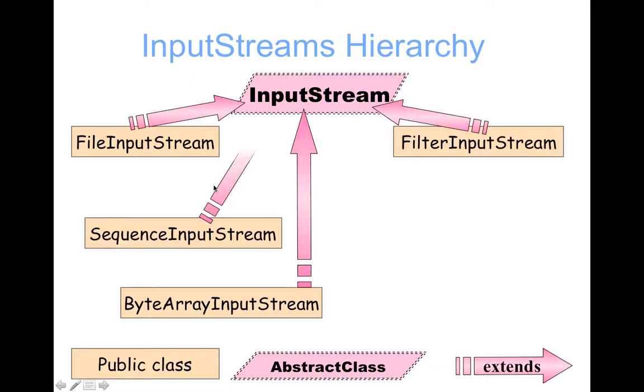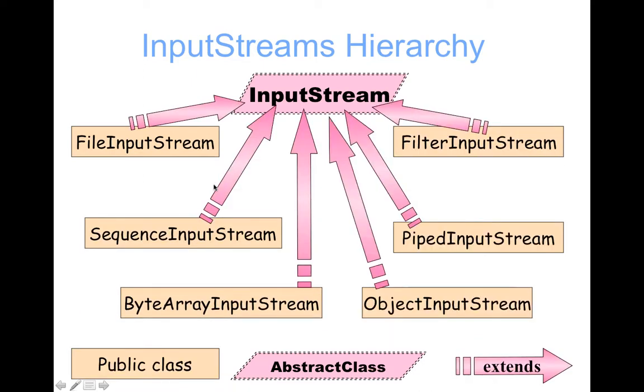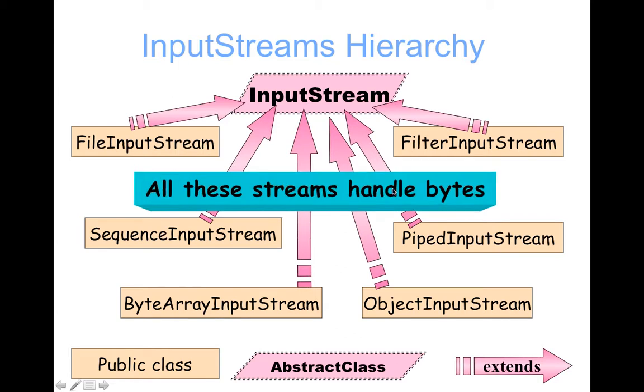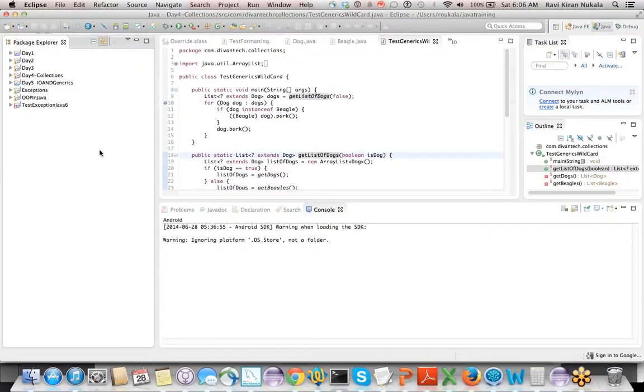Okay, so input stream. All these streams handle bytes. When you talk about a stream, that means bytes. Input stream is reading bytes. Output stream is writing bytes. Let's go back to Eclipse for a second.